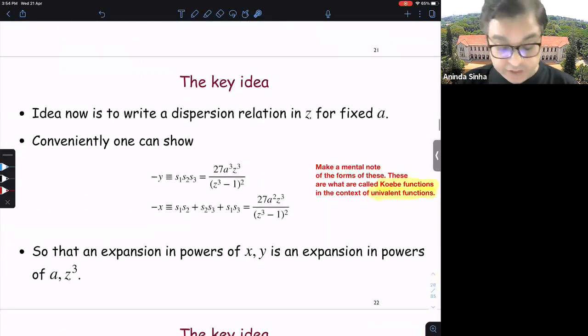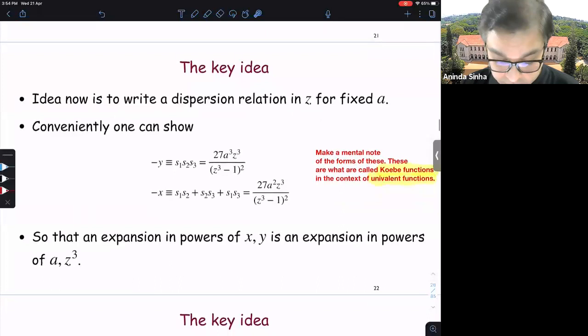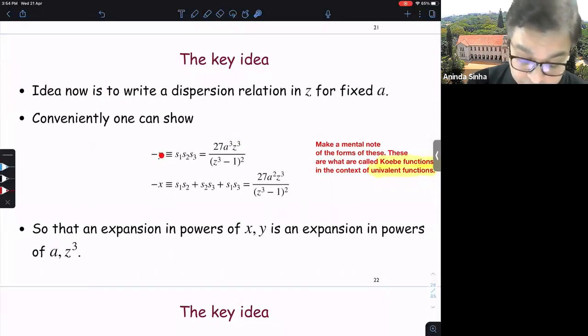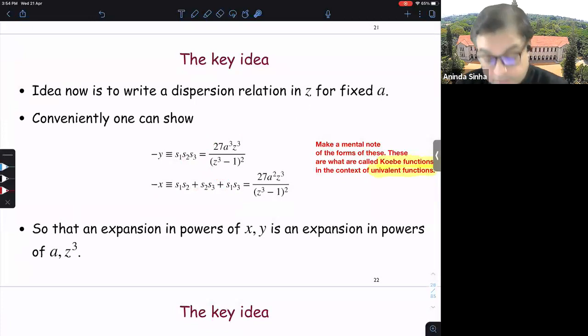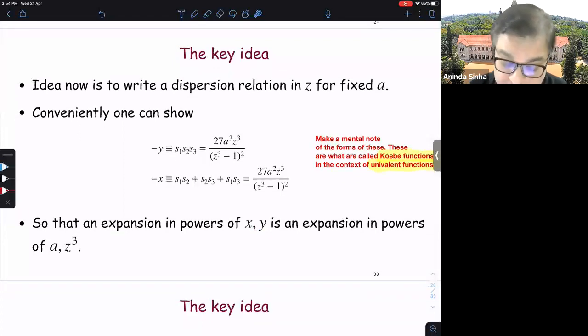So once we introduce these variables, the idea is very simple. You now write down a fixed T dispersion relation in Z. So again, I'm flashing to you the representations of Y and X, these cubic invariants and quadratic invariants in terms of Z. And here I should begin to introduce some more mathematics of the univalent functions. These functions, Z cube over Z cube minus 1 squared, are in the mathematics literature what are called Koebe functions. These are extremal functions so far as univalent functions are concerned. And the other thing that you should immediately note is that if I have a low energy expansion, it will be an expansion in polynomials in X and Y. That would also correspond to an expansion in Z cubed. So Z on its own never appears in the fully crossing symmetric case. It's only Z cubed.